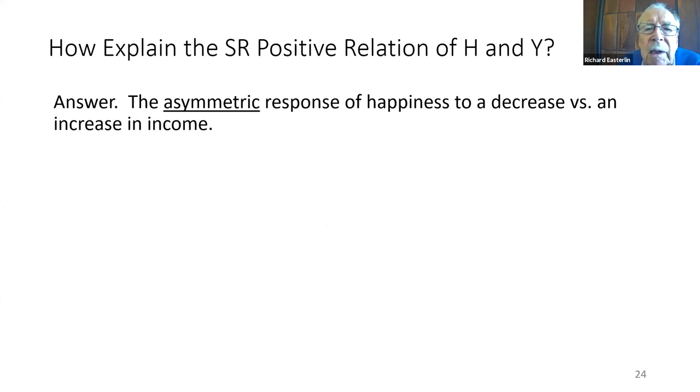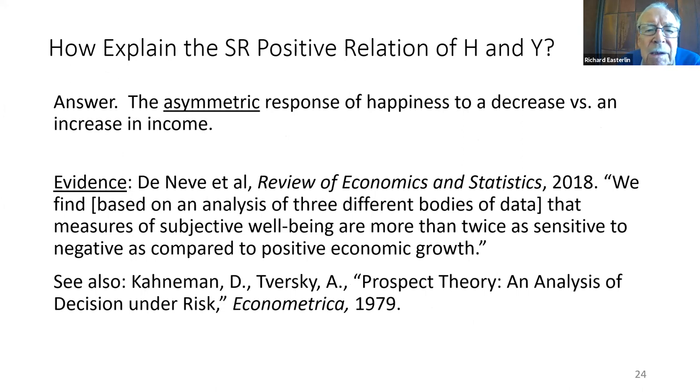So the answer is it's because of the asymmetric response of happiness to a decrease in income as compared with an increase in income. The evidence of that is in a recent article by Deaton and several others. They find, based on analysis of three different data sets, that measures of subjective well-being are about twice as sensitive to negative as compared to positive economic growth, that is, to income change.